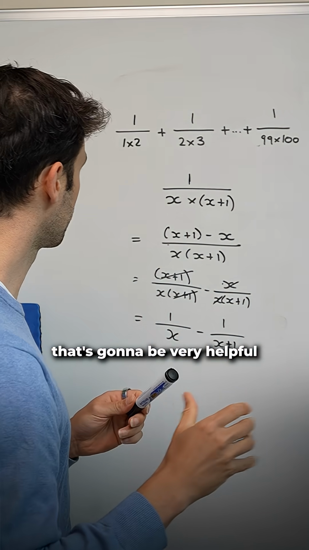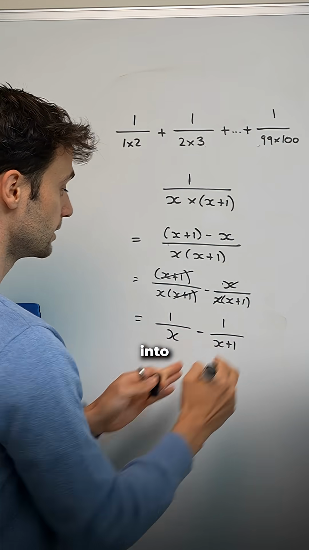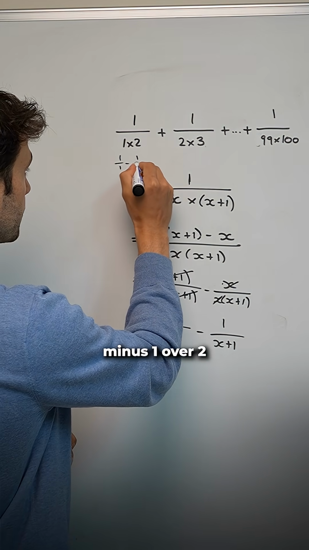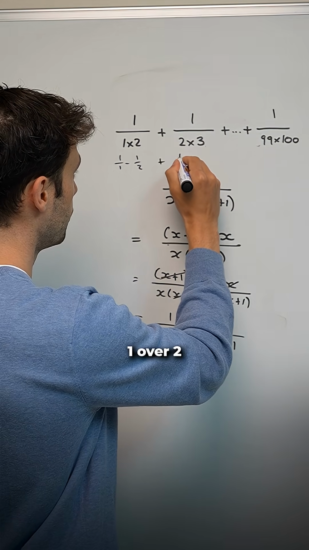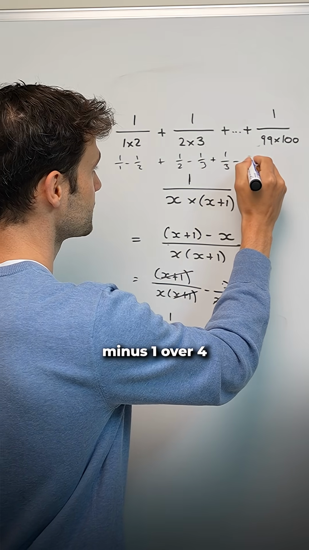That's going to be very helpful, because now that means we can split up each of these fractions into 2 parts, where, for example, the first one is going to be 1 over 1 minus 1 over 2. The second one is going to be 1 over 2 minus 1 over 3. And then it'll be plus 1 over 3 minus 1 over 4.